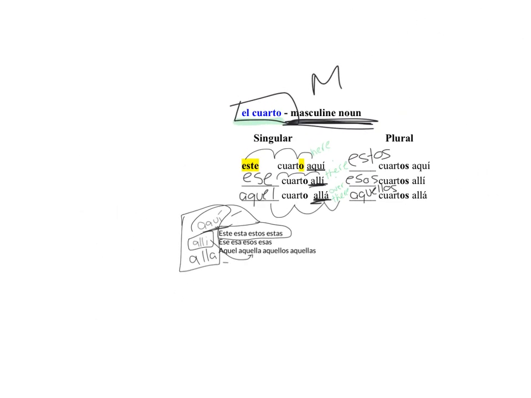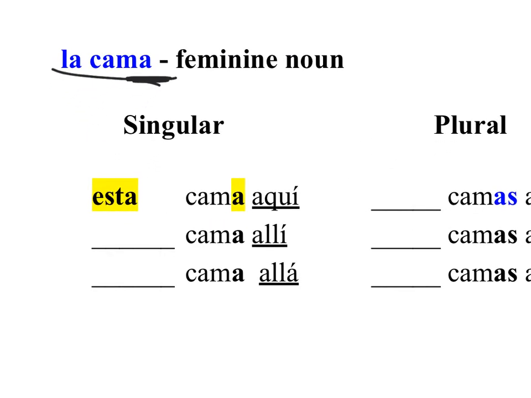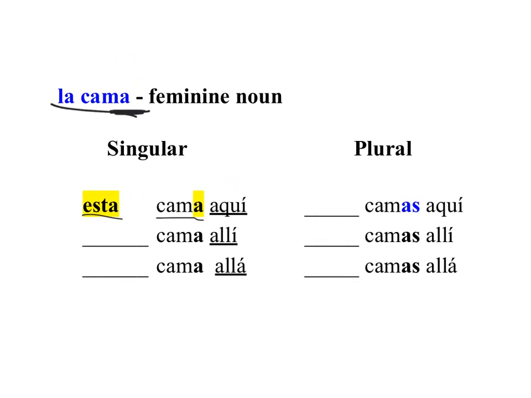So let's try the next one. We have the word cama, which is feminine because it ends in A. So, esta cama, they match in gender and in number. What would the plural of esta be? Has to match camas. Estas.